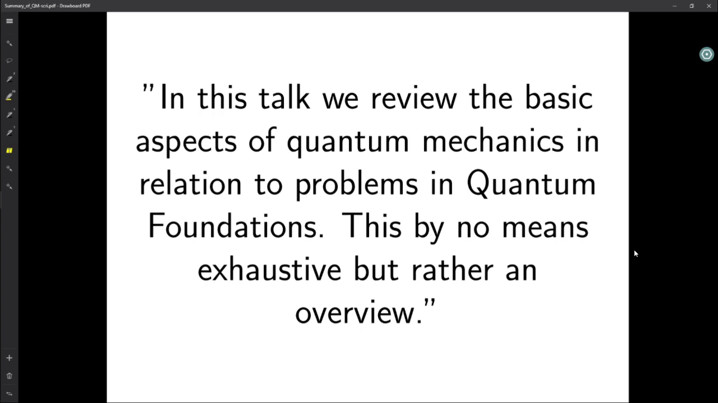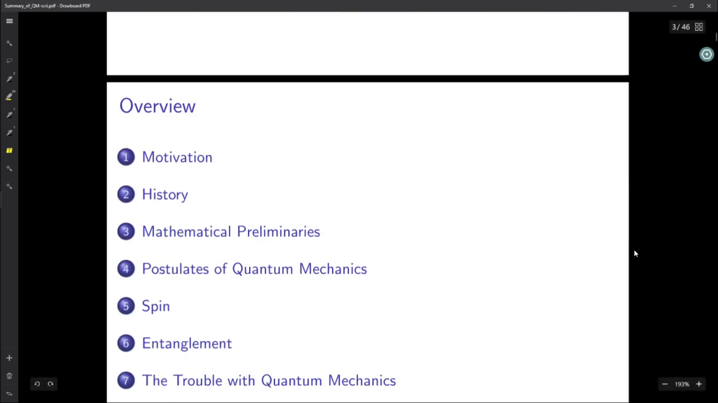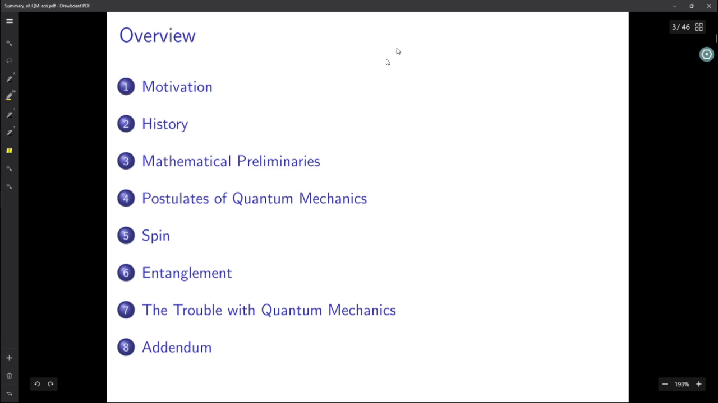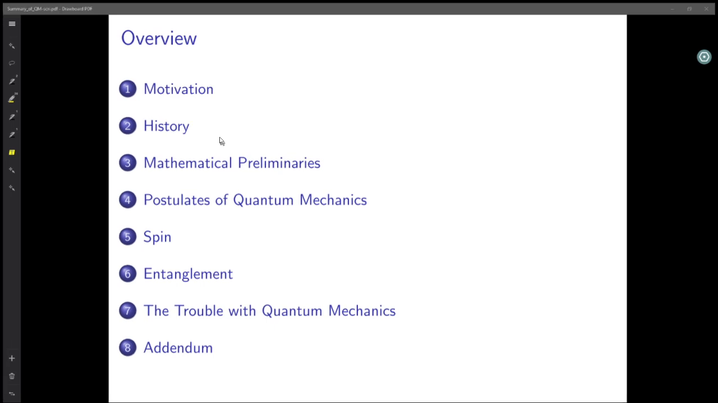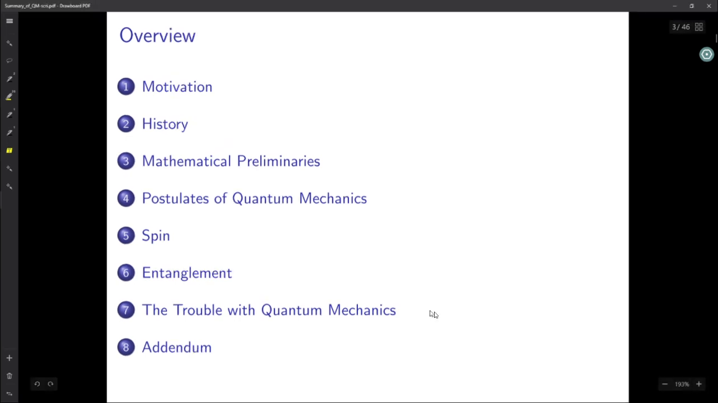It'll be rather like an overview, but I will do my best to provide some rigorous mathematical backing to the statements that I'm making, and so will Mukund. So to give you an idea of the structure, I'm going to first motivate what quantum mechanics is, why we study it, and how it came about in the first place. And then I'm going to be talking a bit about the mathematics that stands behind it, which will be followed by the four postulates of quantum mechanics. And then Mukund will proceed to talk about spin and entanglement. And then I'll have a short discussion about what's wrong with quantum mechanics and what's happening right now in the field of quantum foundations, and what we are going to be doing for the next couple of weeks or so, just as a preview of the coming weeks. So without further ado, I'll get started.